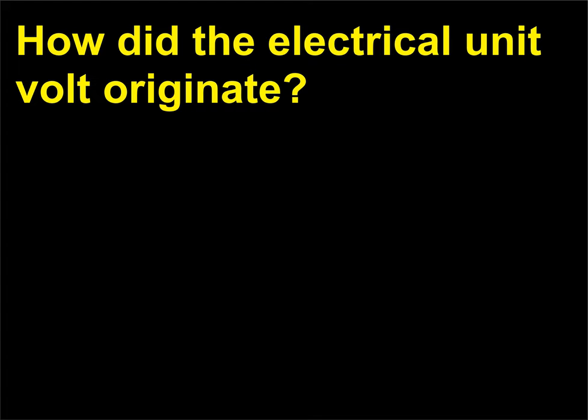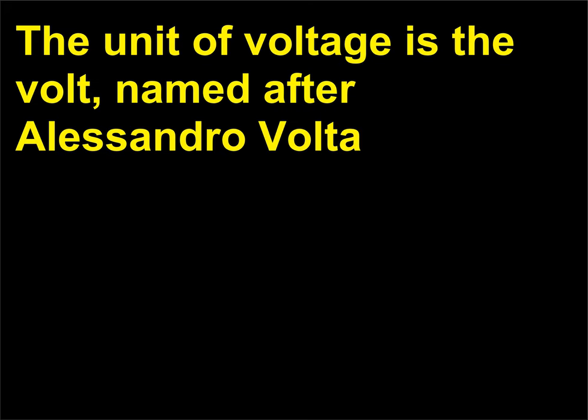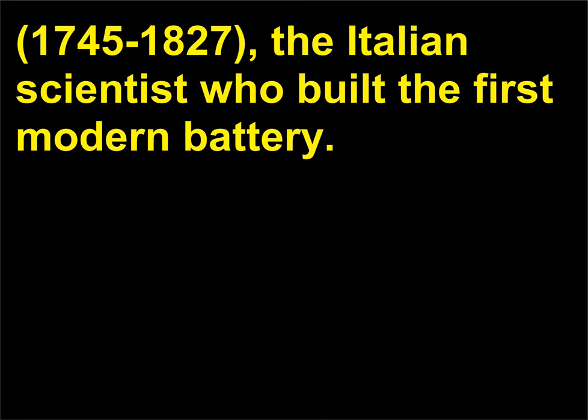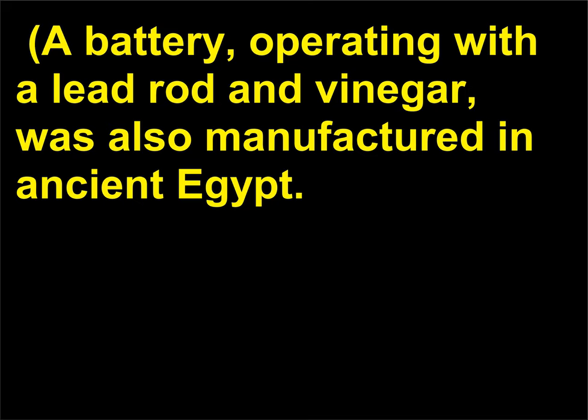How did the electrical unit volt originate? The unit of voltage is the volt, named after Alessandro Volta, 1745 to 1827, the Italian scientist who built the first modern battery. A battery, operating with a lead rod and vinegar, was also manufactured in ancient Egypt.